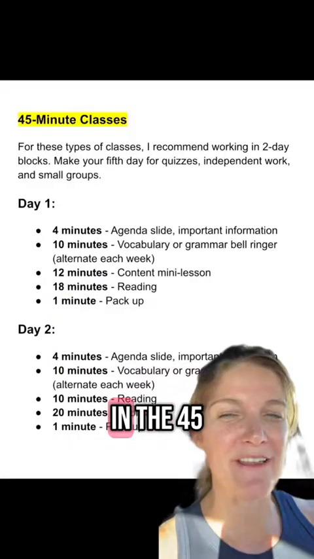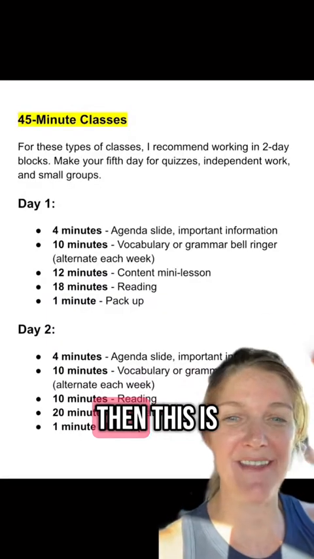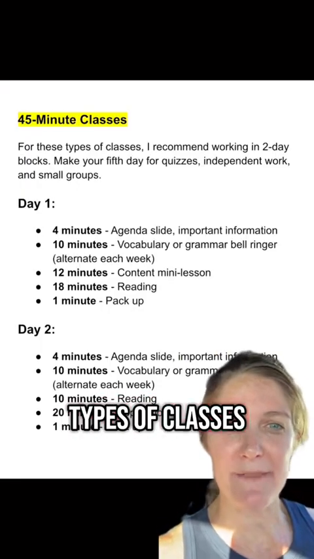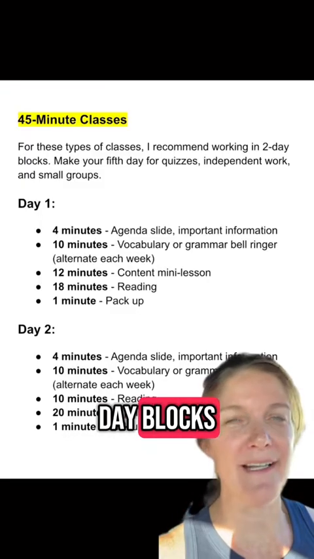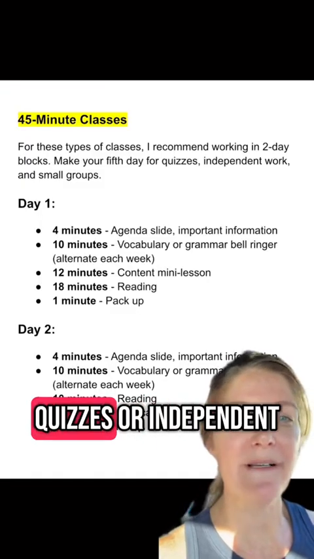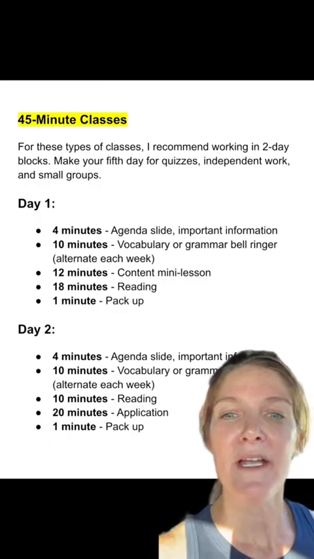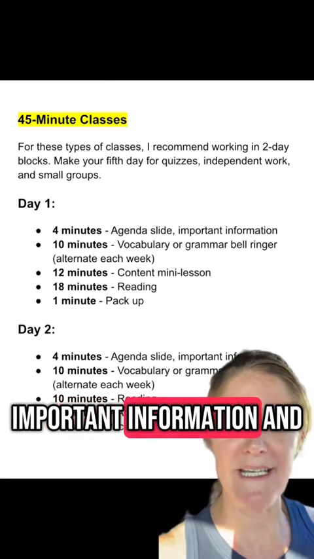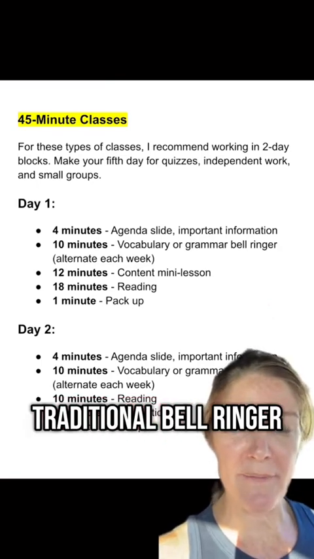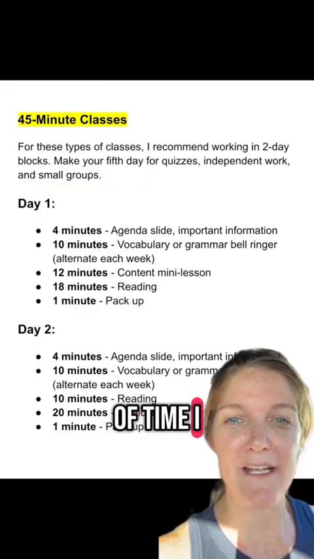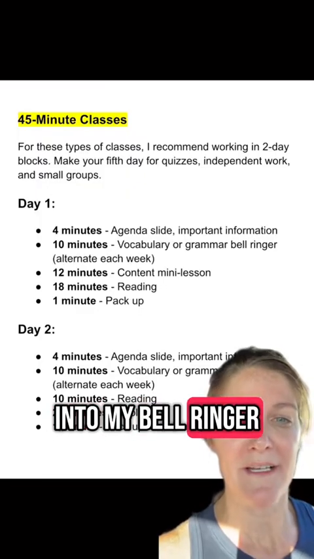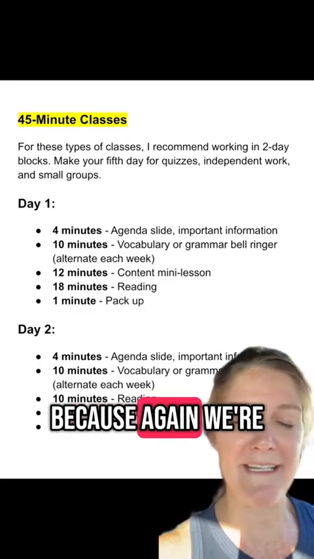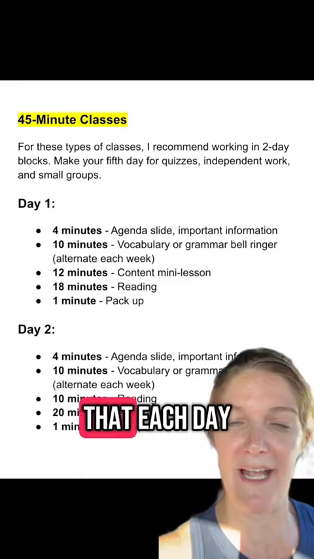If you're like me and you're in the 45-50-minute range, then this is what I have found that works best for me. So for these types of classes, what I do is I split it into 2-day blocks, and then I make my 5th day for quizzes or independent work or small group. So for example, they have 4 minutes to come in and do the agenda slide, important information. And then because I can't do a traditional bell ringer because of my lack of time, I turn my vocabulary into my bell ringer. So I do vocabulary one week and then I alternate it with grammar the next week because, again, we're out of time, and we spend 10 minutes on that each day.